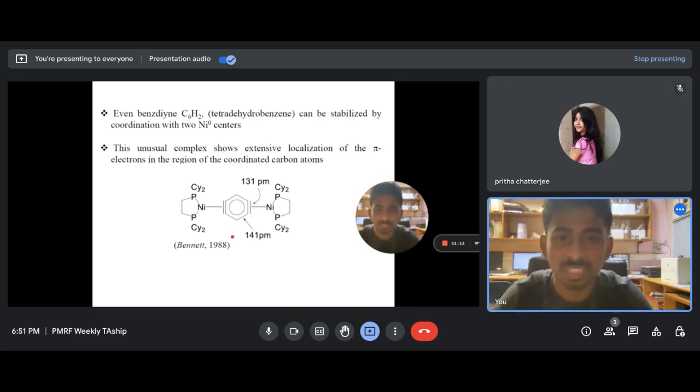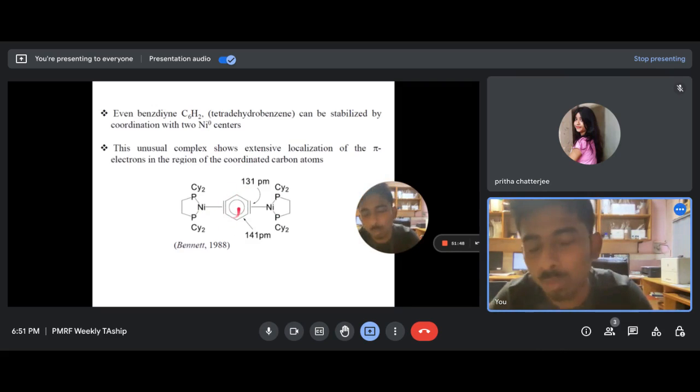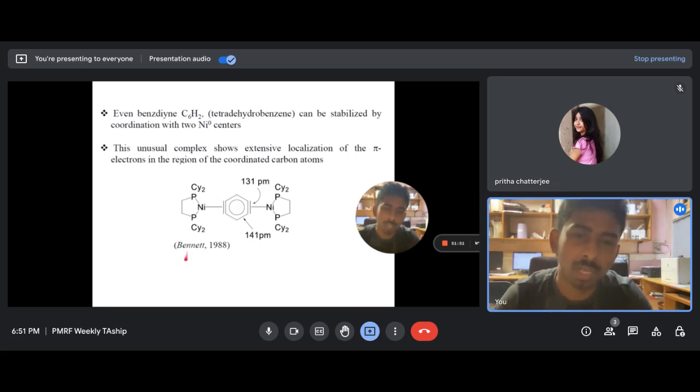So this compound can be stabilized even in presence of this nickel zero compound, which is even stabilized by this PCy2 system, the diphosphinoethane chelate kind of binding. So this nickel zero center is there. You can see this neutral PCy2 molecule is actually bound to the nickel center. They are having interaction with this benzdiyne system, that is C6H2, so that this compound can be stabilized. No such free organic compound has ever been stabilized or isolated. Bennett actually showed this specific example in 1988.